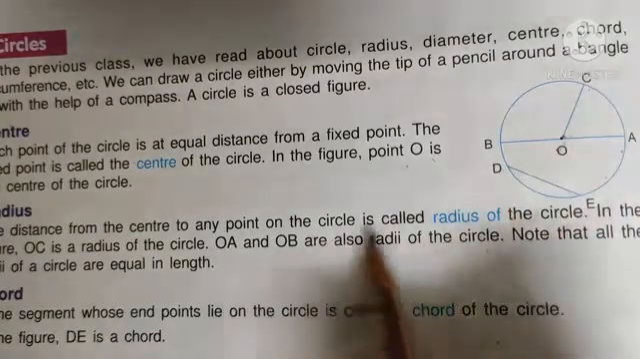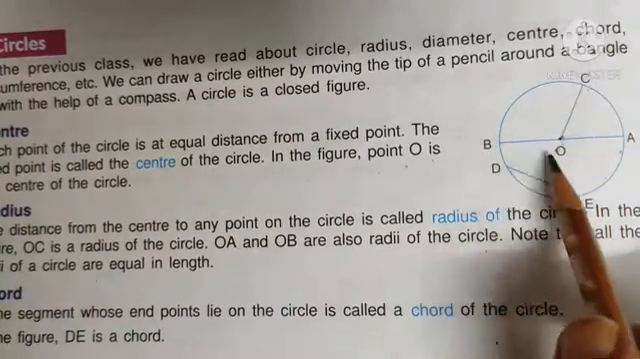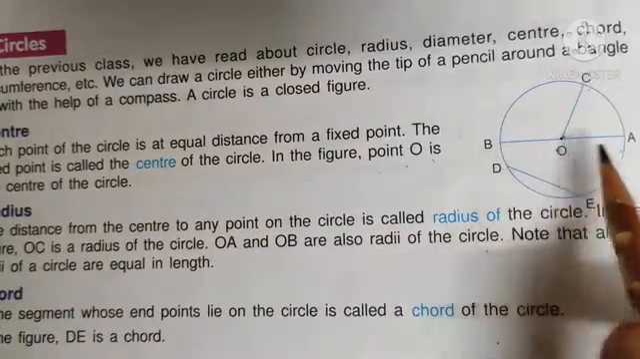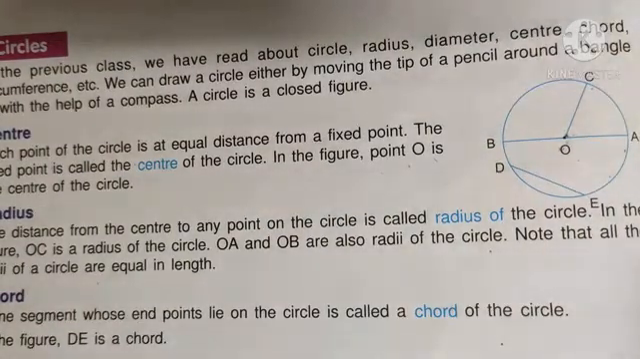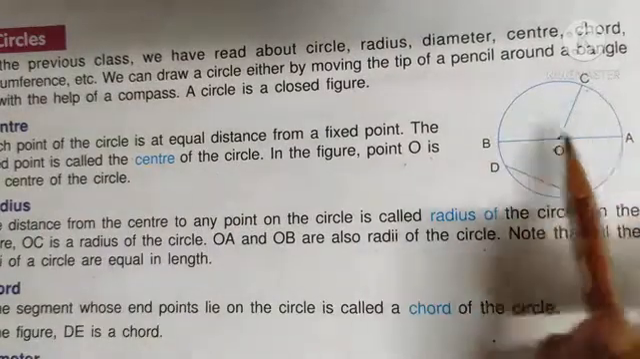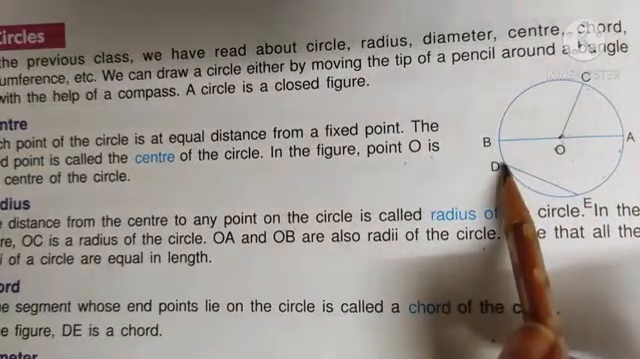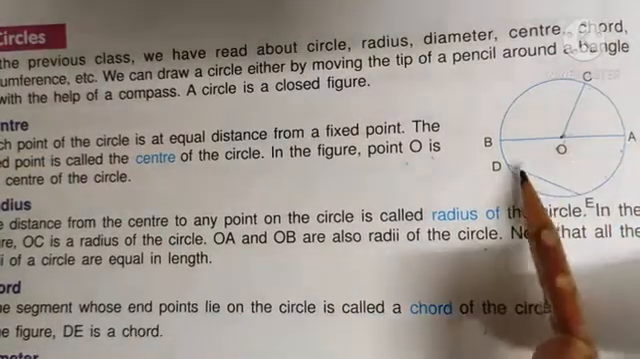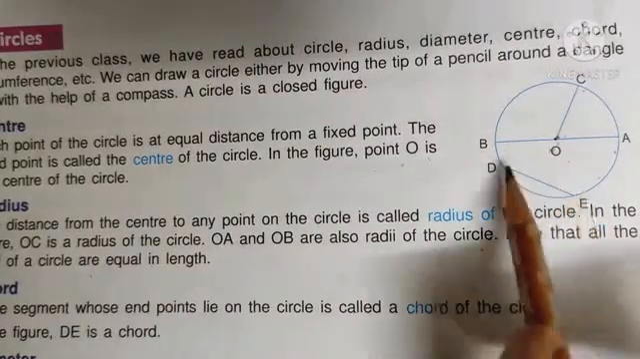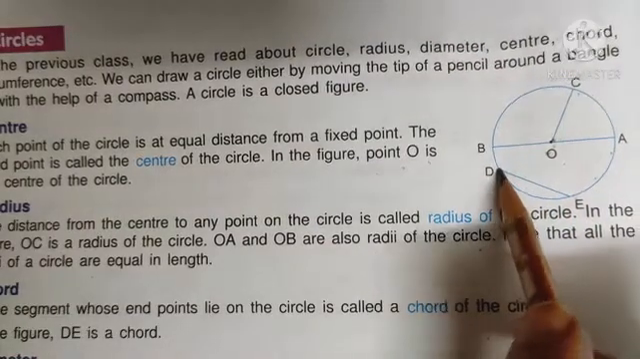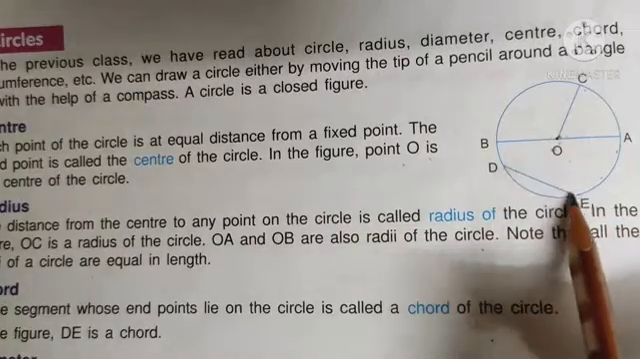And in this figure OC is the radius, and OA and OB are also radii of the circle, and the radii of the circle are equal in length. OC, OA, OB are equal in length. See here, a line segment whose end points lie on the circle. Here the end points E and D of ED lie on the circle. In this figure ED is a chord.